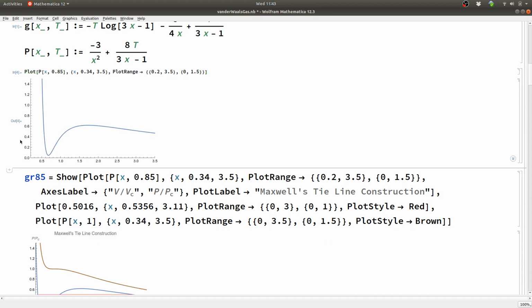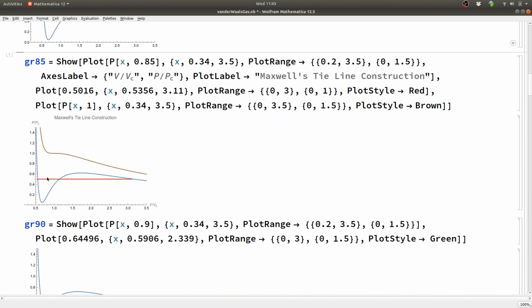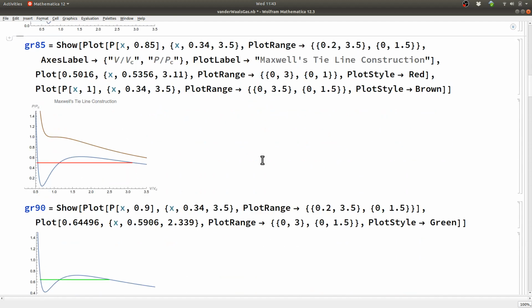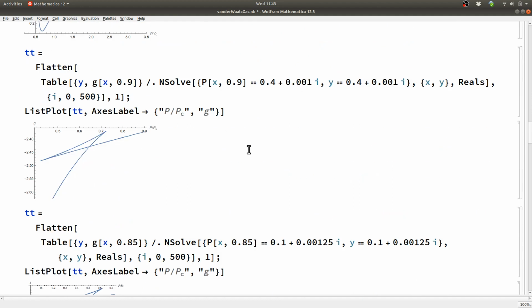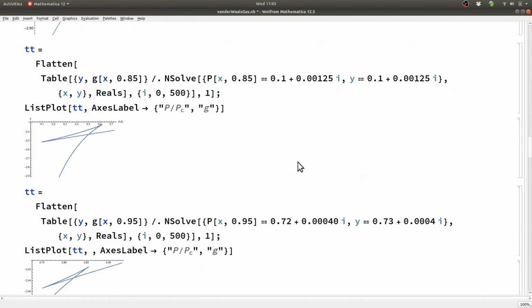Okay, so you can see this is the curve that I had drawn. So you can see it's T less than TC. You want to figure out what the tie line is. This is for T by TC equal to 0.85, so it's less than TC. So we want to work out what this red line is.